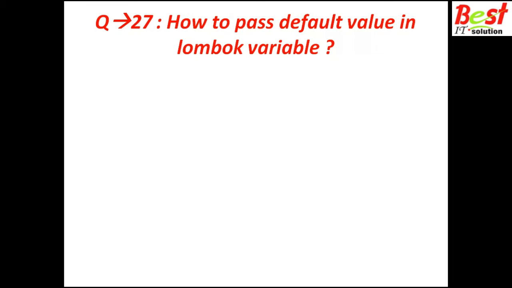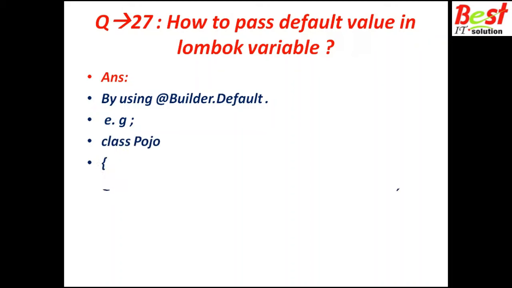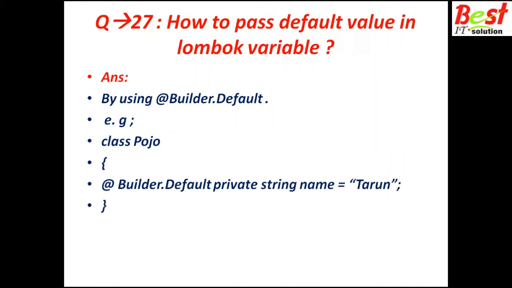But if we are using Lombok, how can we initialize the variable value? To initialize a particular variable, we can use @Builder.Default. By using @Builder.Default, a Lombok variable can be initialized. For example, suppose this is a POJO class and this is a variable, name. We can write @Builder.Default private String name = "Tarun" or any name. That means now the default value is assigned to this Lombok variable.